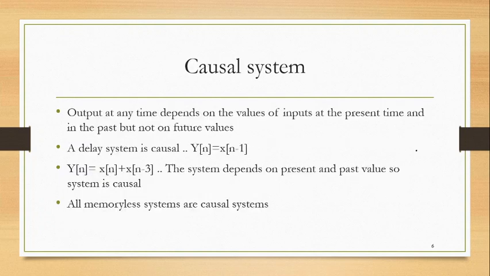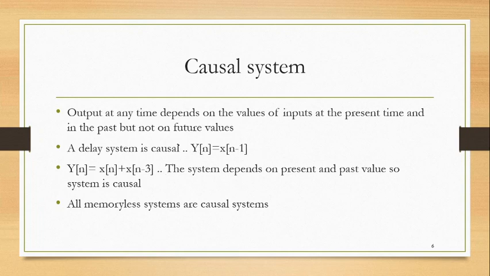Another very important concept is causal or non-causal systems. Causal systems are the systems in which the output depends on the present and past inputs. Output is independent of the future input. Output depends on present and past inputs. There is no future input in causal systems. Output is dependent only on the present or past or both present and past inputs.